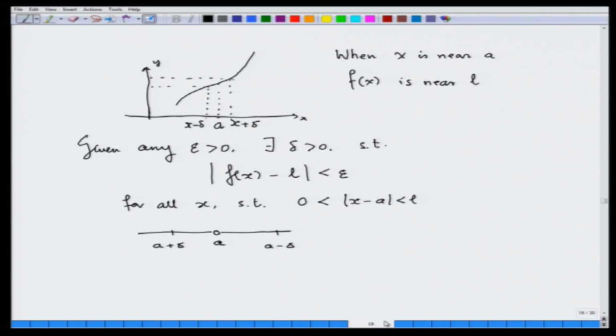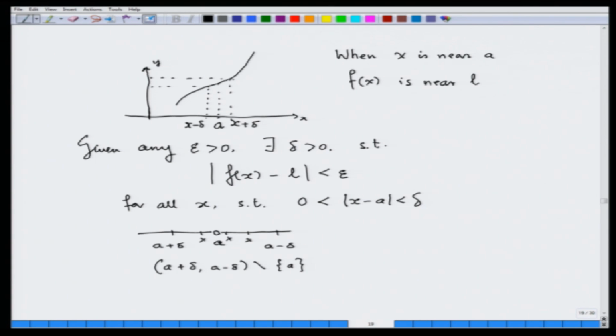So, here you are looking at what is called the punctured delta neighborhood. This neighborhood is written as A plus delta, A minus delta, and from this set I have taken away A itself. It is called the punctured neighborhood of A, because I do not want x to be exactly equal to A. Sorry, it should be delta. I am saying that the absolute value of x minus A should be strictly less than delta, that is the distance between x and A. So, x has to be here or here or here, it does not matter, but x cannot be equal to A, because I do not know whether A is in the domain of f.